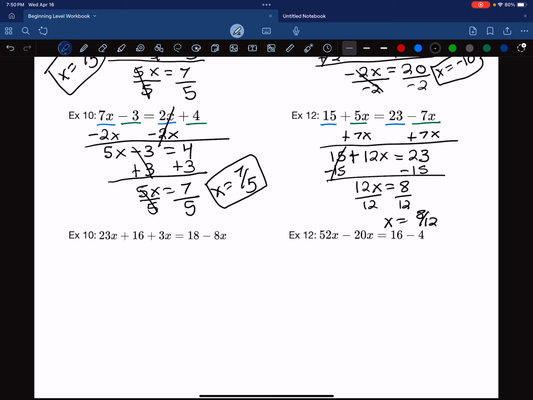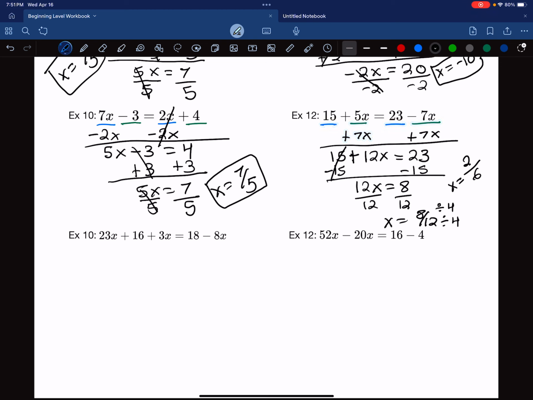Now, before we circle our answer, let's reduce this fraction. So what number can we divide both these numbers by to reduce them? We can divide both 8 and 12 by 4. So we're going to divide both of these by 4. So 8 divided by 4 is 2. So I'm going to write x equals 2 over, and then 12 divided by 4 is 3.